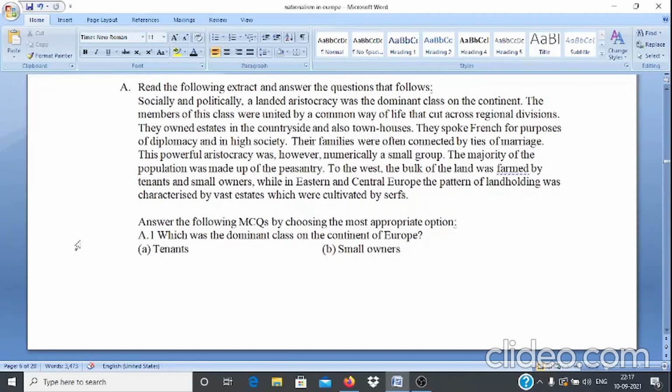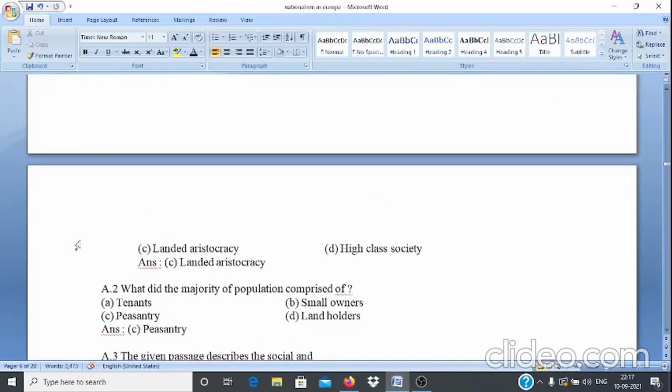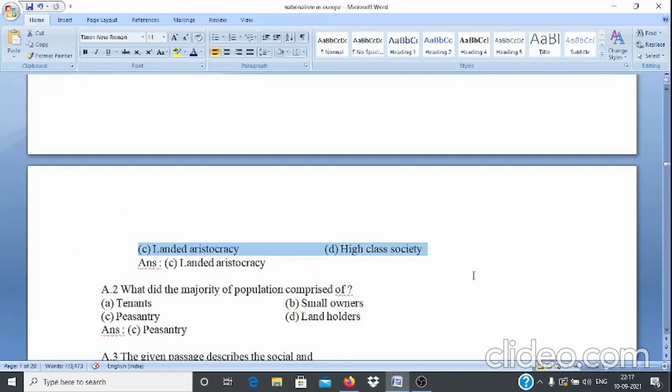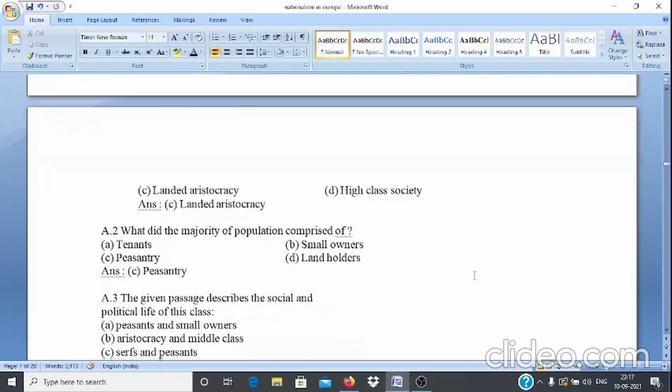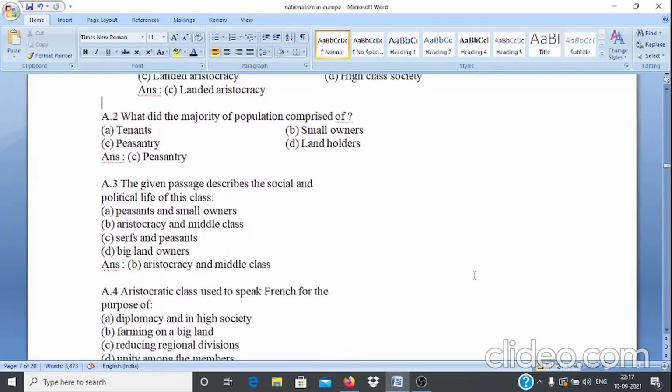Which was the dominant class on the continent of Europe? Options are A. Tenants, B. Small owners, C. Landed aristocracy, and D. High class society. And here answer is landed aristocracy. Question number 2. What did the majority of population comprise of? Options are A. Tenants, B. Small owners, C. Peasantry, and D. Landholders. And answer is option C, that is peasantry.